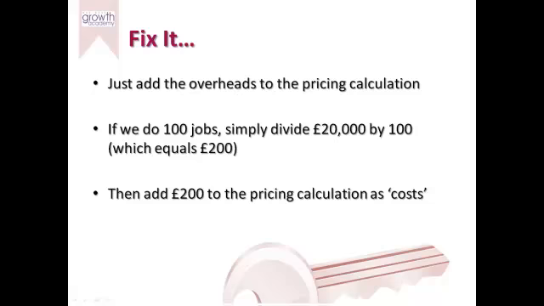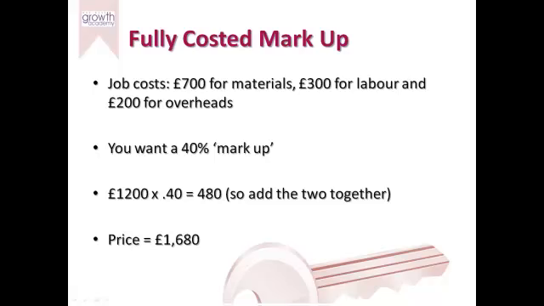For the builder, it's just £200, so we just need to add that £200 to the pricing calculation. Okay, so we recall that the job costs £700 in materials, £300 in labour, and all we do is add that £200 overheads that we've calculated. So we add those together and that comes to £1,200, not £1,000. So we were doing ourselves a £200 disservice. Now we're working on a 40% markup, so we take the 1,200, we times it by the 40%, which gives you 480. Add the two together, that gives us a new selling price of £1,680. So this is how we actually price this properly.